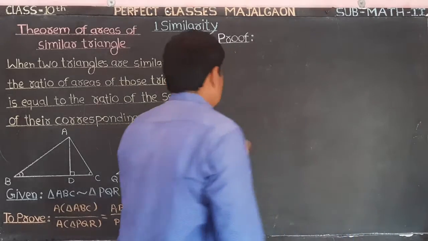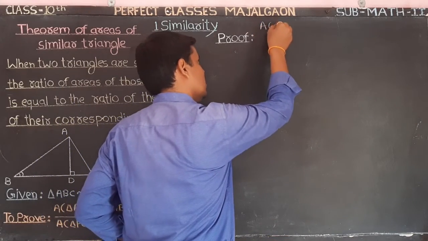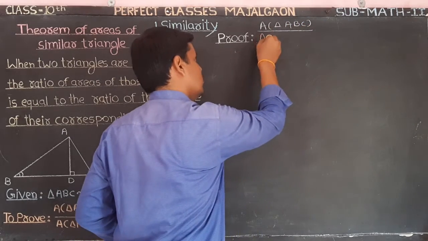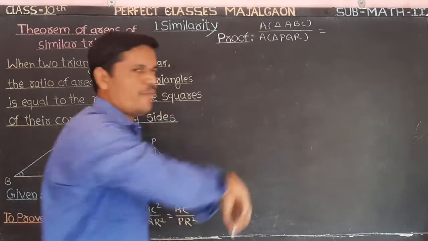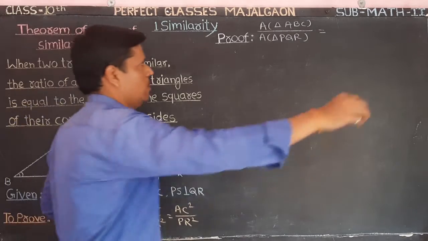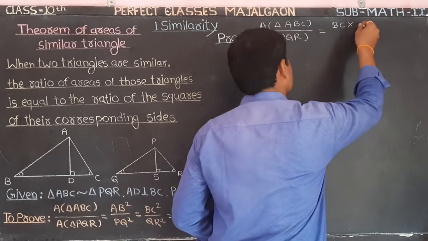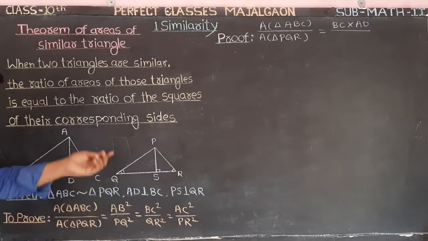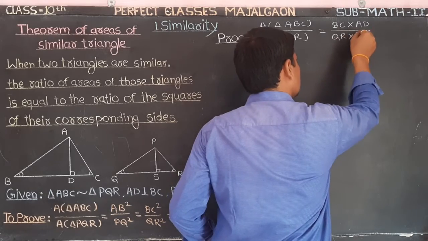Therefore, from this property we will write area of triangle ABC upon area of triangle PQR. The property says that the ratio of areas of any two triangles is equal to the ratio of the product of their corresponding height and base. Therefore, the base is BC and the height is AD. In the same way, we will write the base and height of the other triangle. It will be QR into PS.